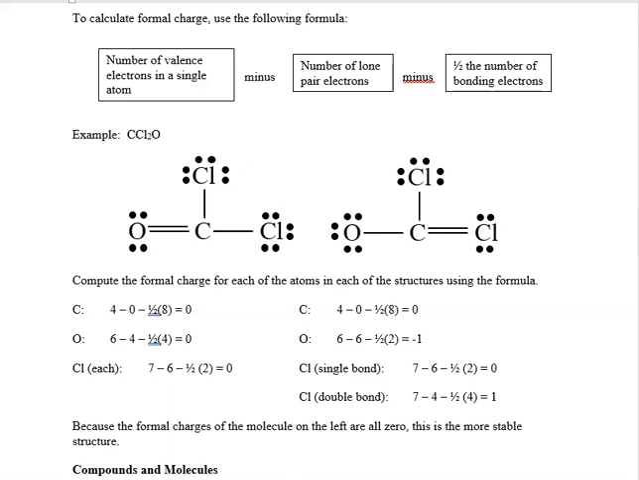So, in other words, you're going to have to figure the formal charge for each of the elements in a molecule. So let's take a look here. It's a little bit of math, but it's easy math. So let's take a look at CCl2O.